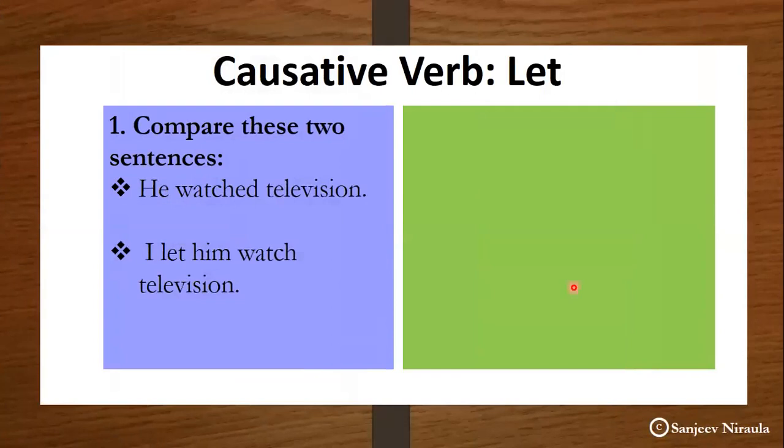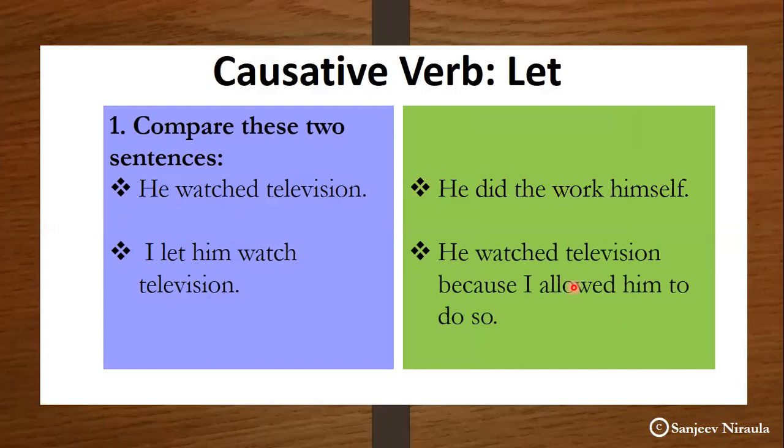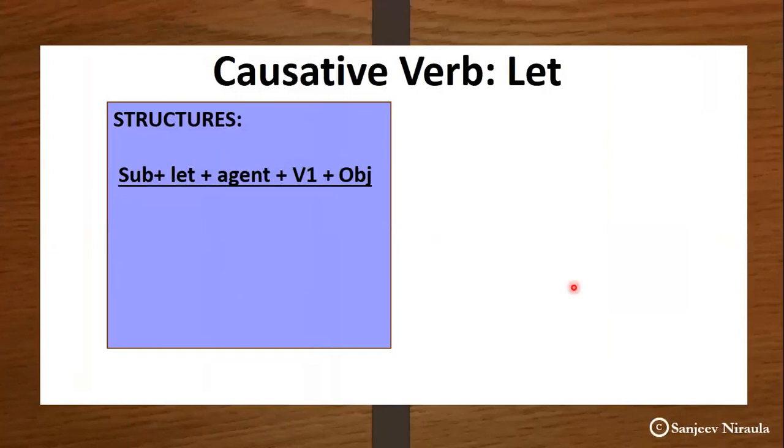Apart from these three main causative verbs, we also have let as the causative verb. Let's compare these two sentences. He watched television. That means he did the work himself. He took the remote, turned on the TV and watched himself. Whereas in the second sentence, I let him watch TV. Here, he watched television because I allowed him to do so. The causative verb let implies that someone allows someone to do something, and let is equal to allow. So let is used for permission.